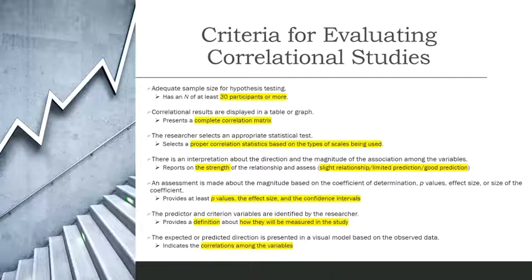Last but not least, the expected or predicted direction has already been presented in a visual model based on observed data. So the researcher must present a visual model of the hypothesized relationship among the variables and for him to indicate whether this model reflects the correlations among the variables.